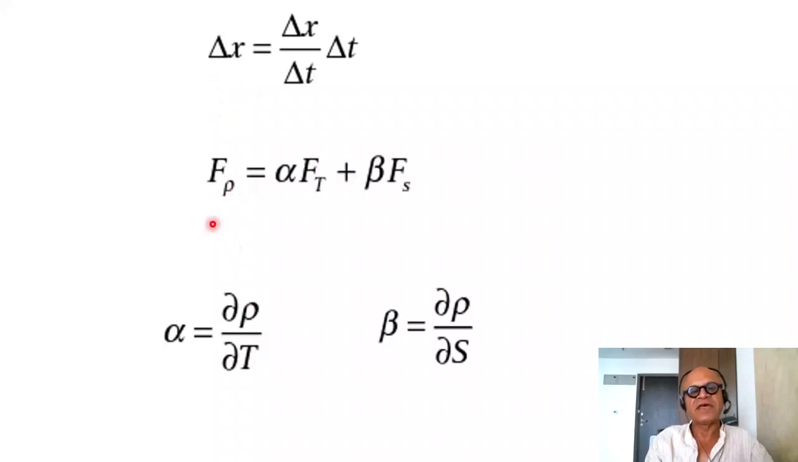So the density flux can be written as a function of the thermal expansion coefficient times the temperature flux, plus a salinity dependence coefficient times the salinity flux. So density flux is a function of temperature flux and salinity flux, related to alpha, which is an indicator of how density is dependent on temperature, and beta, which is an indication of how density is dependent on salinity. Of course, we are making a linear approximation here.